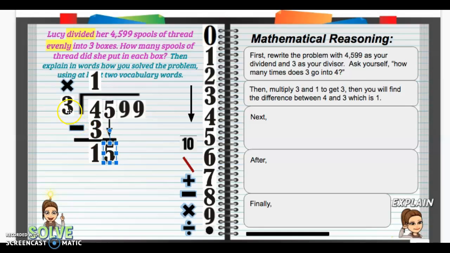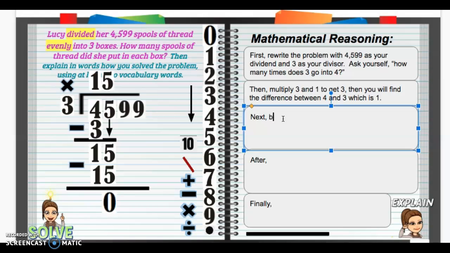And ask yourself, how many times does 3 go into 15? And then you'll sit here and be like, 3 times 5. 3 times 5 goes into 15. And then you are going to subtract 15 minus 15 and get 0. And you'll again have a smaller line there. And you'll get 0. So you got to say that.